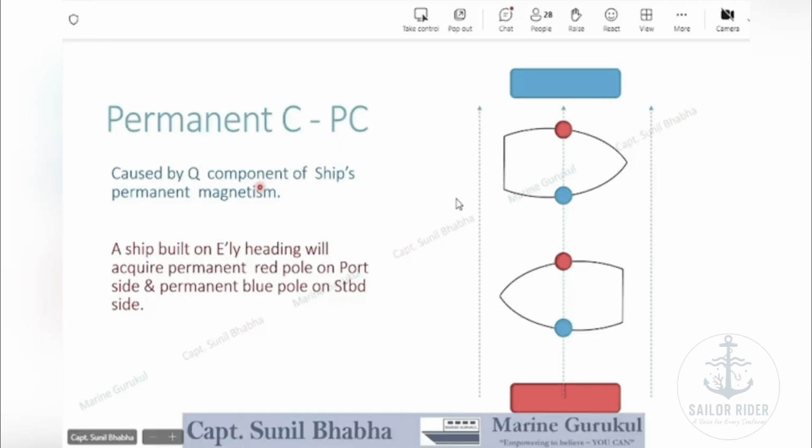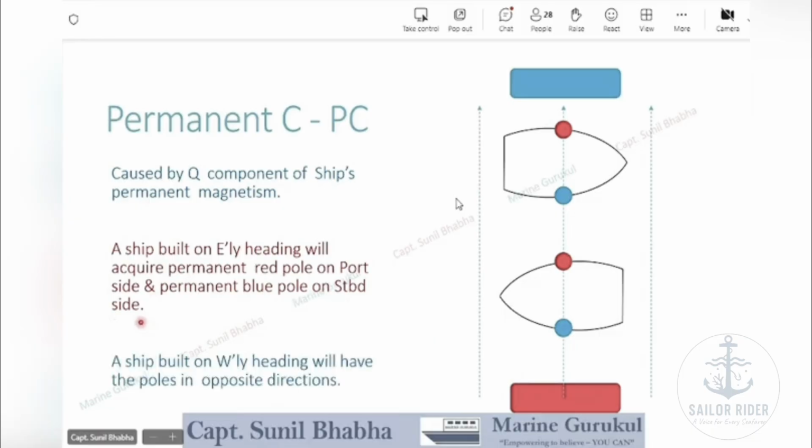Now, to understand it more clearly, let's assume that we have a ship which is built in a yard on an easterly heading. If the ship is built on an easterly heading, the magnetic lines of force will be entering the ship's hull from the starboard side. Because of that, the starboard side will acquire blue polarity and the magnetic lines of force will be leaving out of the port side of the ship. So it will acquire a permanent red pole on the port side and a permanent blue pole on the starboard side.